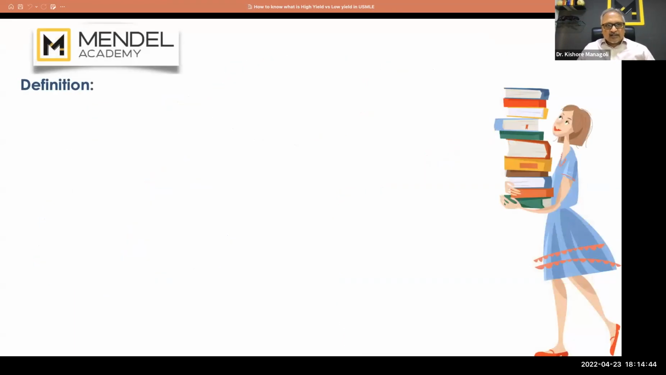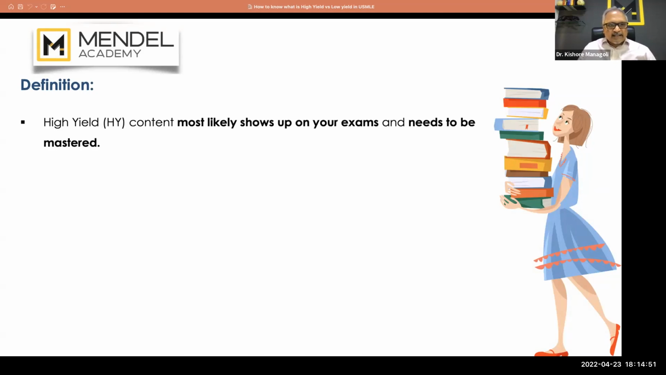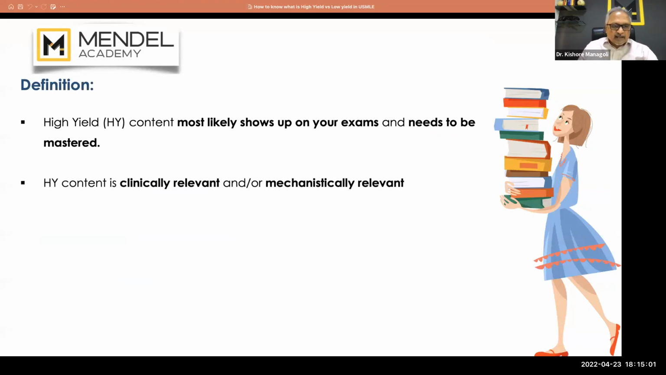Now, in order to understand what is high yield and what is low yield, let us try to define it. High yield content is that content which most likely shows up on your exams, and that is the content that you need to master. Now, why is it called high yield? Because it is clinically relevant. It's not just a medical fact, but it has to have some kind of clinical relevance. Then it becomes high yield.